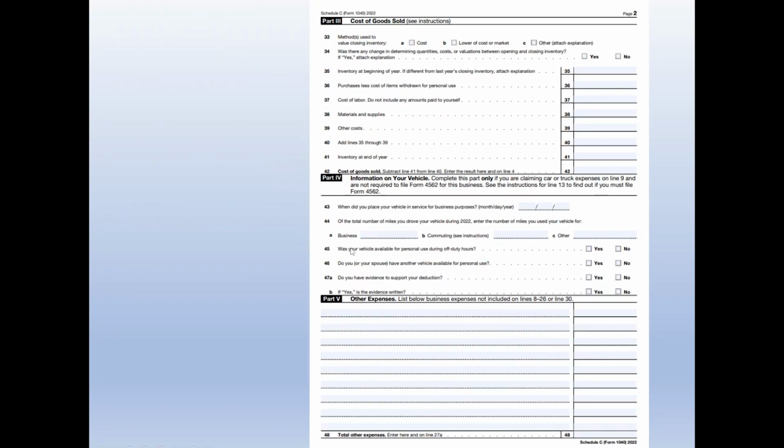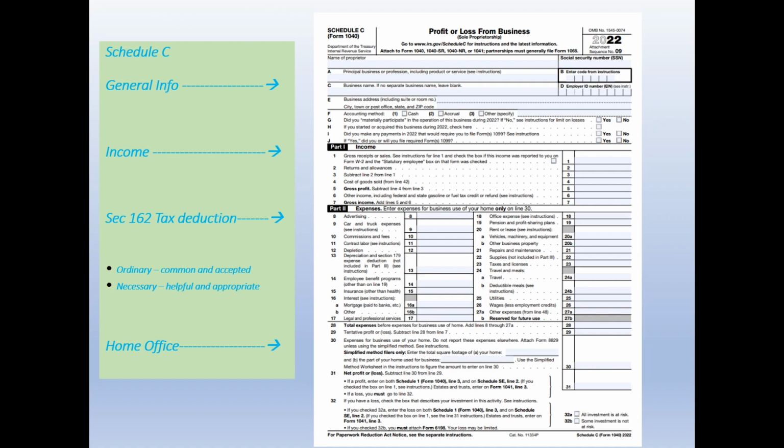So what are the expenses you can deduct? We normally use the Section 162 tax deduction. We can have a section to talk about Section 162 expenses. Basically, the Section 162 tax deduction is for expenses considered ordinary and necessary. When we say ordinary, that means commonly used, common and acceptable expenses. Necessary means helpful and appropriate expenses for you to incur in order for you to make income.